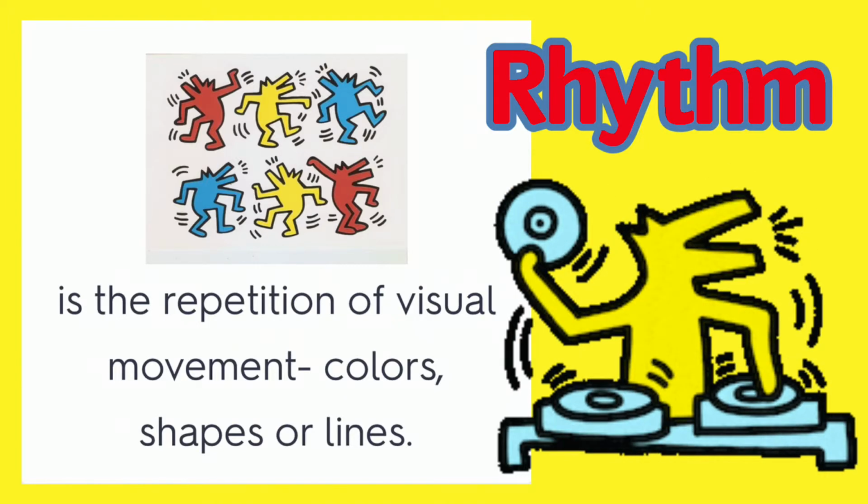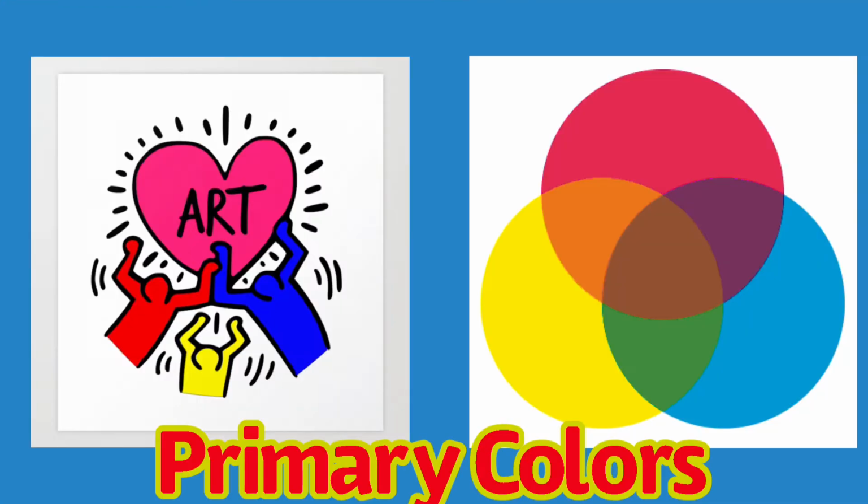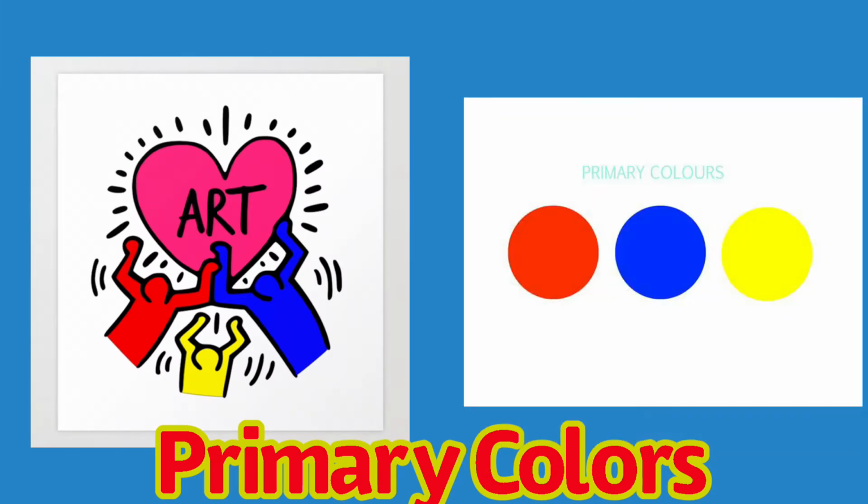Rhythm is the repetition of visual movement, colors, shapes, or lines. The primary colors are red, yellow, and blue. When you mix them, you create the secondary colors.